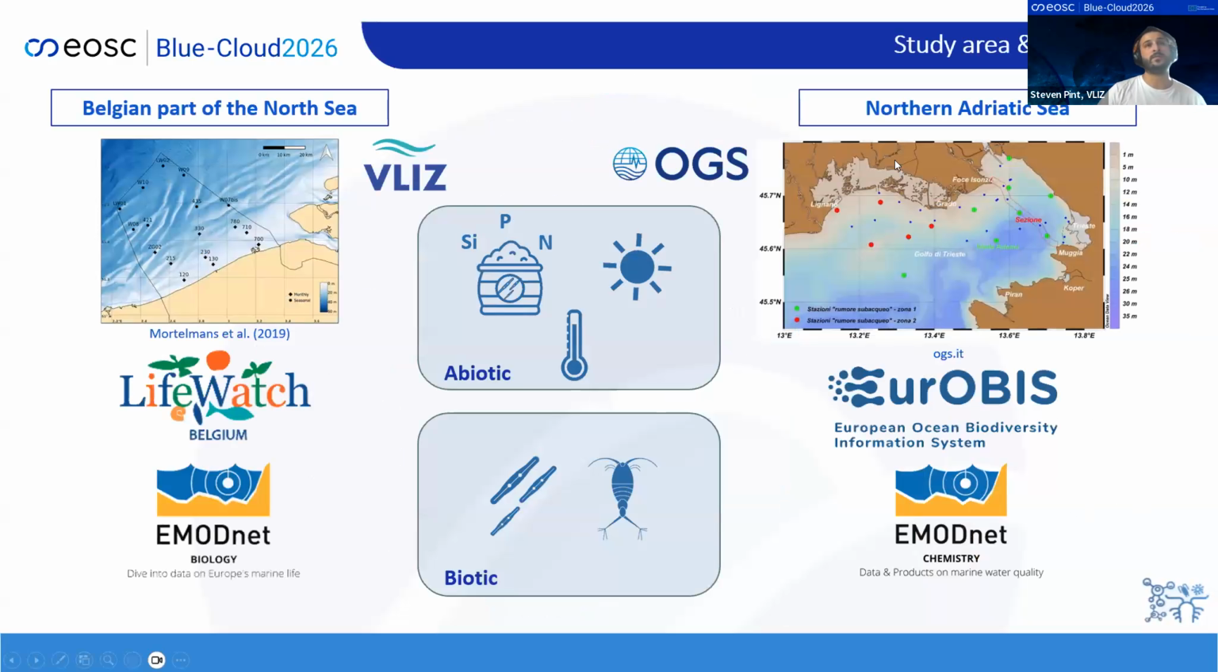And the interesting thing is also now with our colleagues from OGS, we're extrapolating the model to the Northern Adriatic to make the model more widely used, so it's more universal. So for the Belgian part of the North Sea, we at FLIS are using LifeWatch data and EMONET data for abiotic data and biotic data.